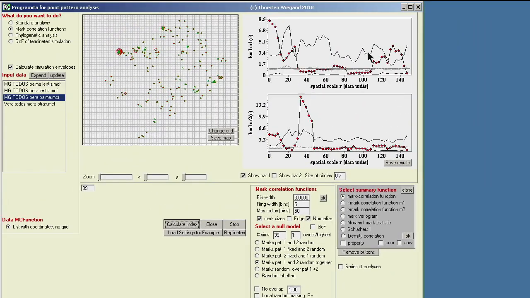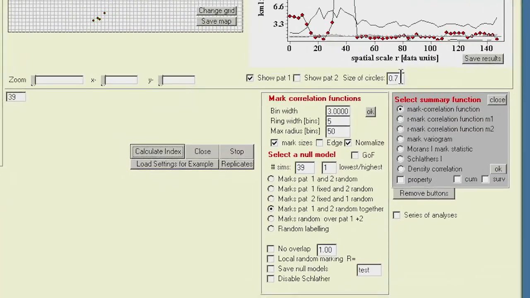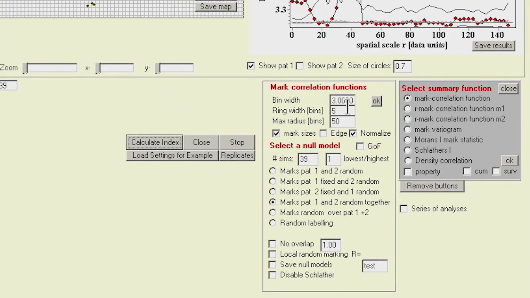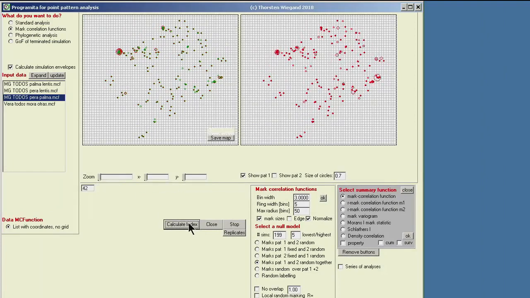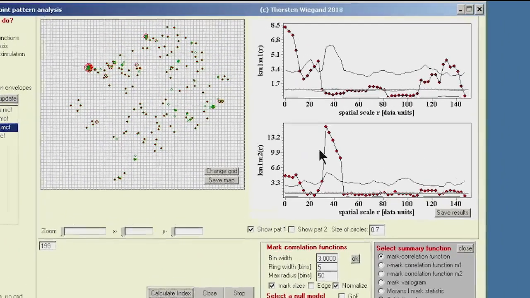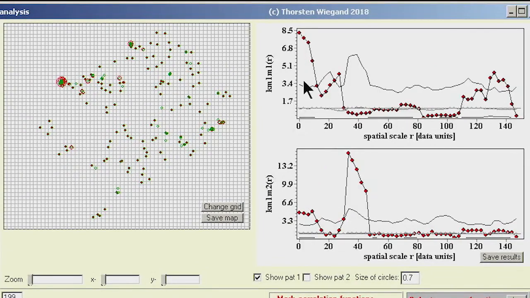And then you see here the simulation envelopes, which look quite wild if one uses only 39 simulations. So we do a bit more, 199, with the 5 lowest and highest. This goes really quick. Yeah, and then you see still quite stochastic simulation envelopes, but you see there's a really clear effect of aggregation at small scales up to a distance of about 20 meters.